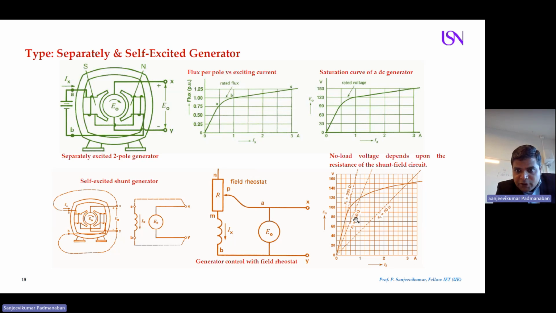Look at for 50 ohm, 120 ohm resistors. I need only excitation current 1.5 or 3 or something. I'm right. Very less when compared to the previous. If the resistor is 200 ohms, look at here, 200 ohms, I require less than 1 ampere. If this is less than 1 ampere, I can reach more than 160 volt output here.